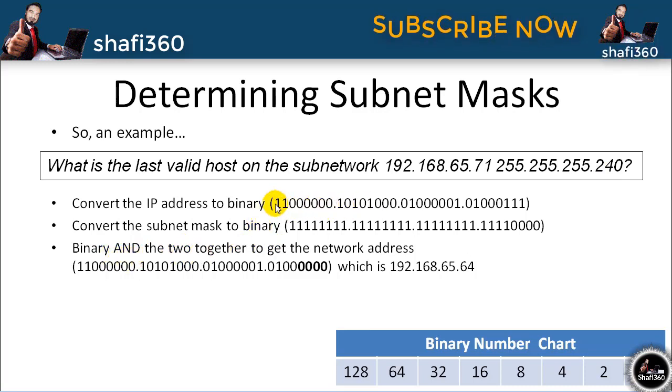If both bits are a 1, then you get a 1 in the output. If either of the bits are a 0, you get a 0 in the output. In this case, this gives you the network address. If you add up all of these bits, it comes to 192.168.65.64. So that's the network address.